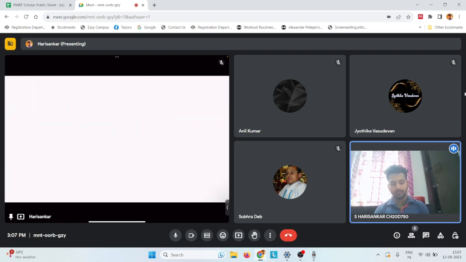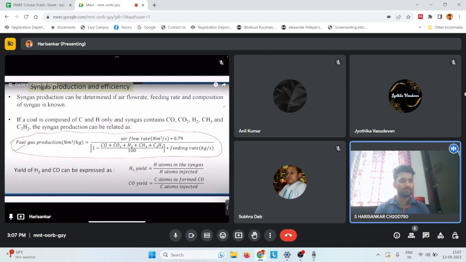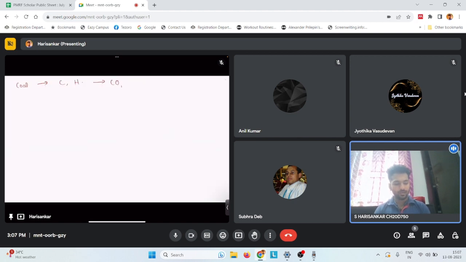Okay, so let's consider a coal which only has carbon and hydrogen, and the gases that come out of this coal. We were looking at this equation for syngas production and efficiency, and syngas is a gas produced from the gasification of coal. They have given that the gases mainly contain only carbon monoxide, carbon dioxide, hydrogen, methane, and ethane. So we'll also take the same gases: carbon monoxide, carbon dioxide, hydrogen, methane, and ethane.